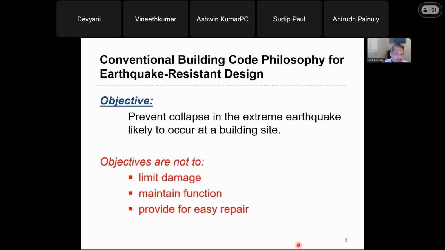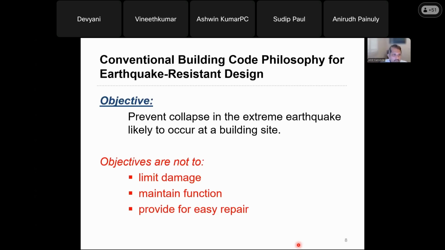And when we say extreme earthquake, we typically define this in terms of a fairly low likelihood of exceedance, something like a 2% likelihood of exceedance in 50 years. We call it a 2 in 50 earthquake. And for this level of seismic intensity, we want to have a fairly low probability of collapse, something like 10% or so. So the idea is to prevent the building from falling down.